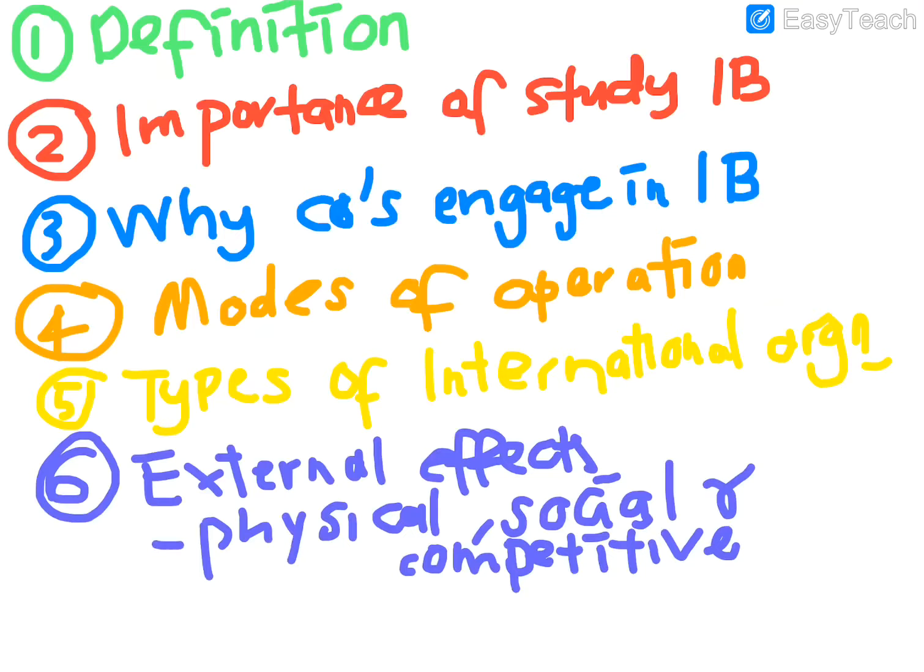Before we start with chapter 1 of this subject, I would like to introduce what international business is actually all about. We are going to learn about the definition, the importance of studying IB, why companies engage in international business, modes of international operation, types of international organization, and external effects, which are physical, social, and competitive factors.